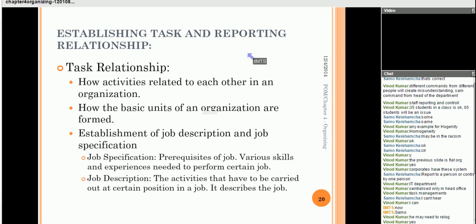Now, how is the task and reporting relationship established in an organization? How are the activities related to each other in an organization? How are the basic units of an organization formed? Establishment of job description and job specifications. So, job specification is what are the skills that are needed for the particular job. And job description is what you need to do as an employee for that particular job. Okay? Once you undertake that job, what you have to do. That is job description.